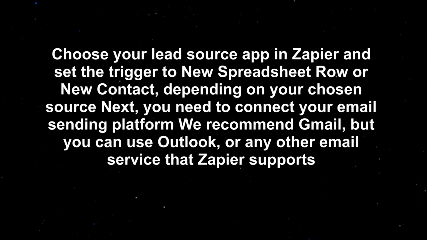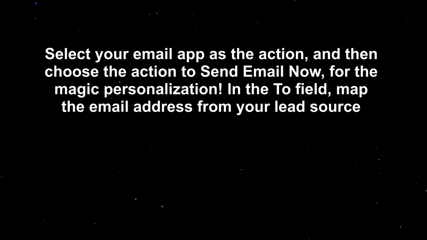your chosen source. Next, you need to connect your email sending platform. We recommend Gmail, but you can use Outlook or any other email service that Zapier supports. Select your email app as the action, and then choose the action to send email.